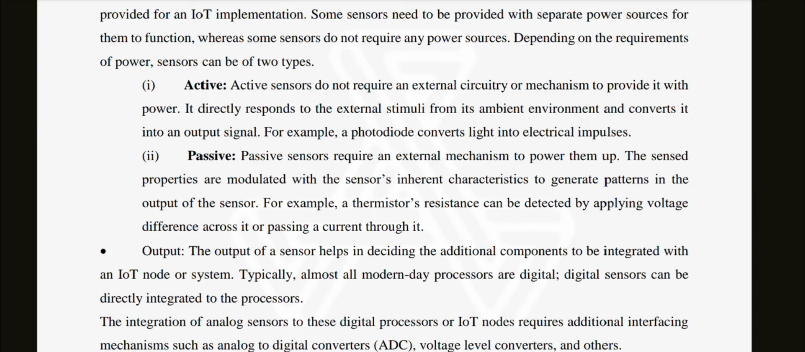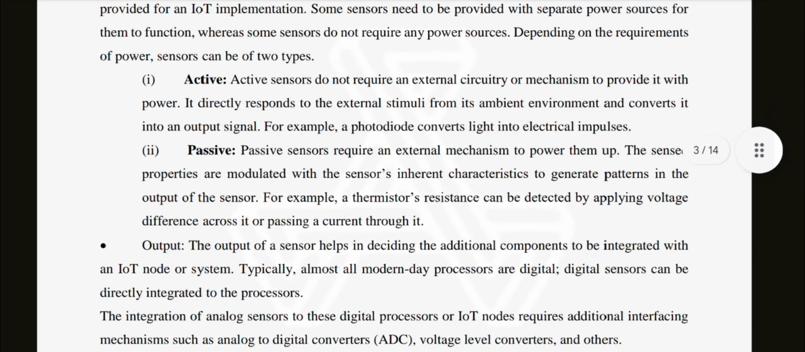Passive sensors require an external mechanism to power them up. The sensor properties are modulated with the sensor's inherent characteristics to generate patterns in the output of the sensor. For example, a thermistor resistance can be detected by applying a voltage difference across it or passing a current through it.